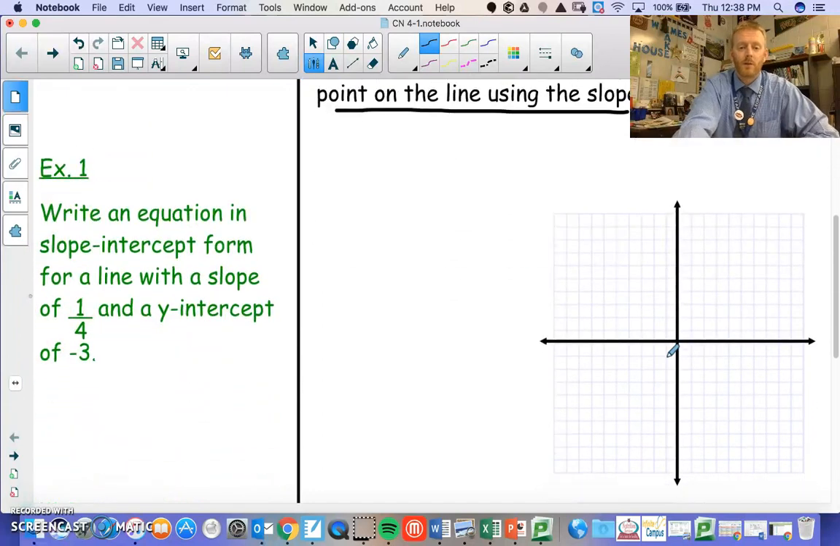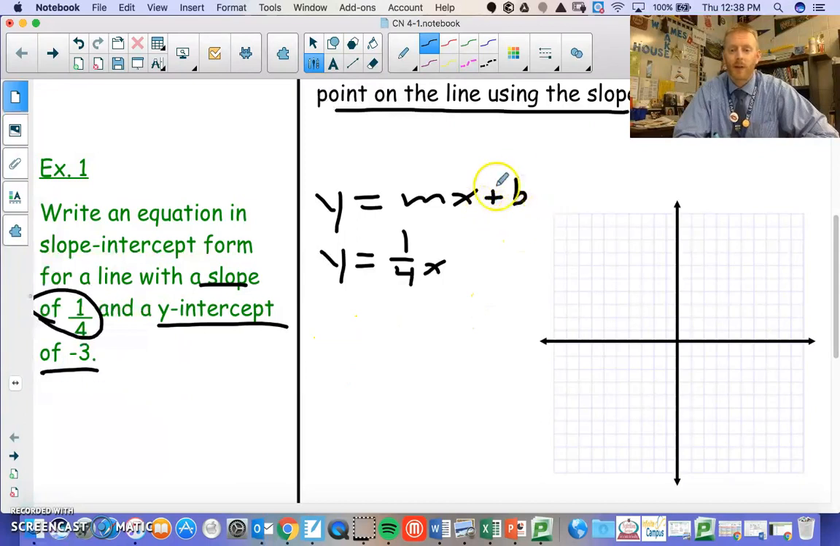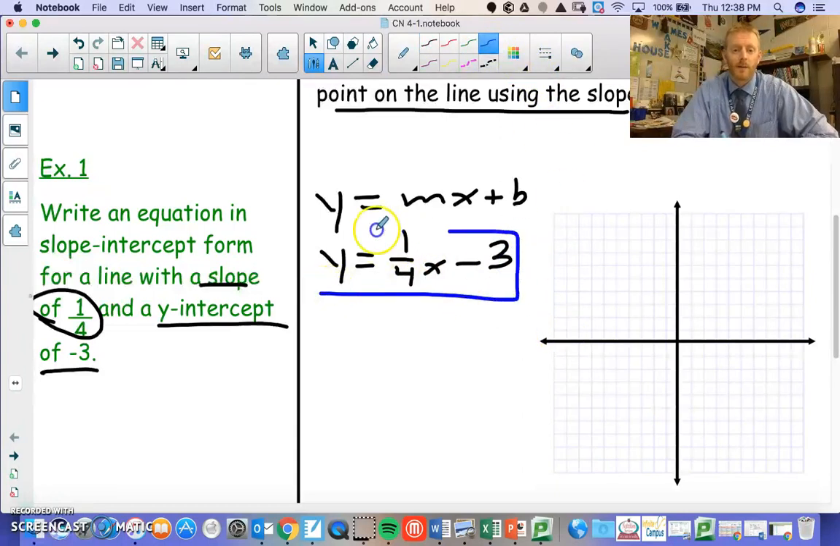So if we follow those instructions, step 1 for our example 1 is to make it into slope-intercept form. Our goal is to put it into y equals mx plus b. M is slope. Slope of the line is 1/4. So we have y equals 1/4 x, because that's what it says. And then the y-intercept is -3. So instead of having plus b, we're going to substitute -3. So that is me putting it into slope-intercept form. This will be answering our question.